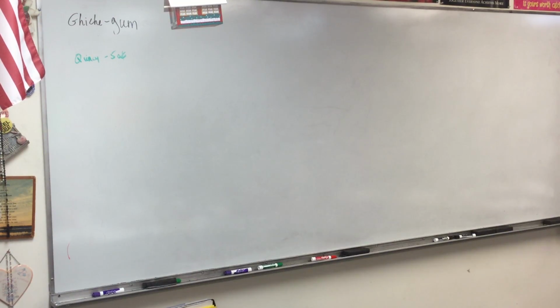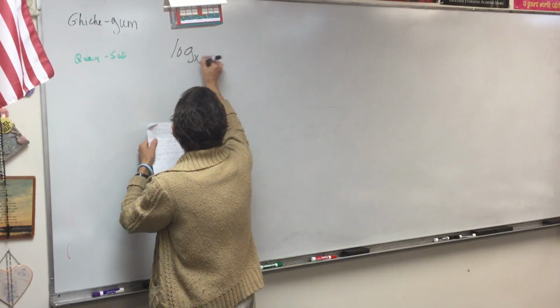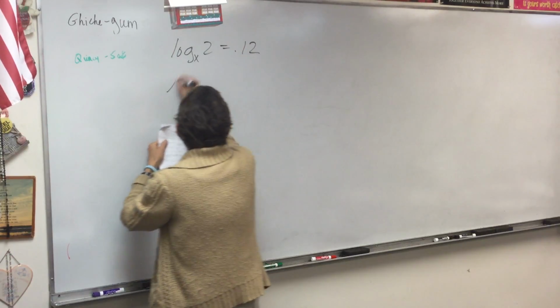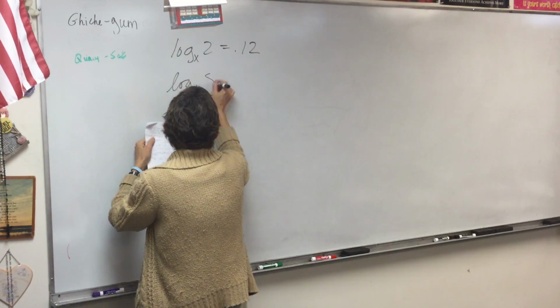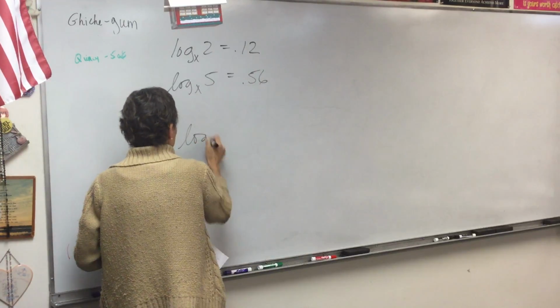Problem 2A. Alright, so review sheet 1, problem 2A. My given is the log of 2 and the log of 5. And the question is the log of 100.